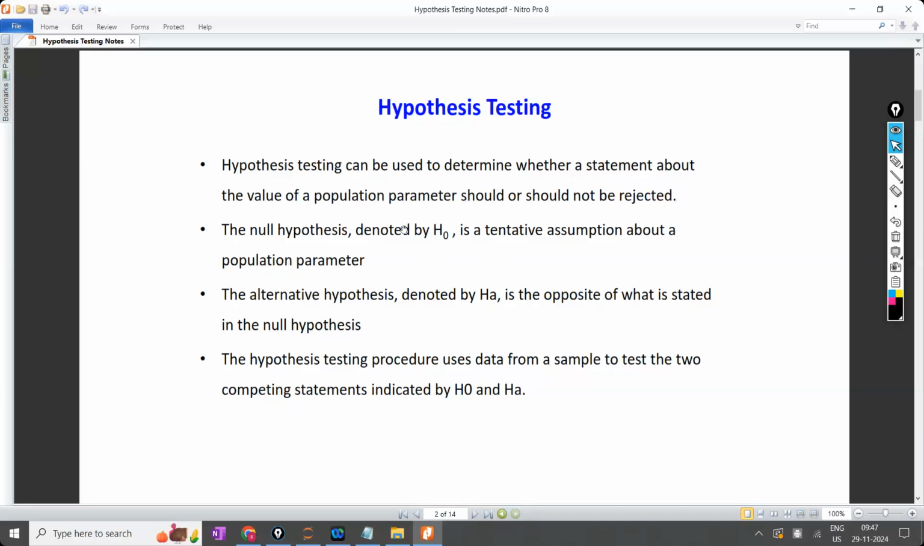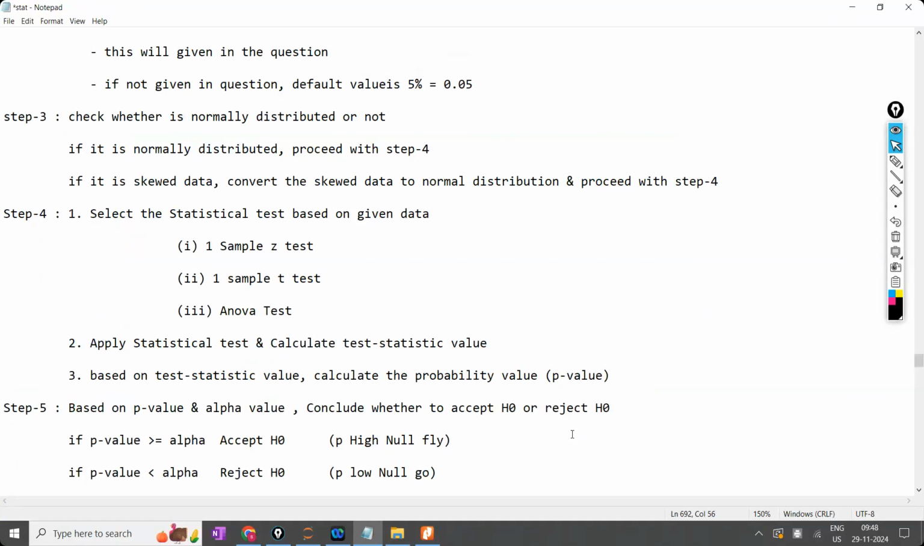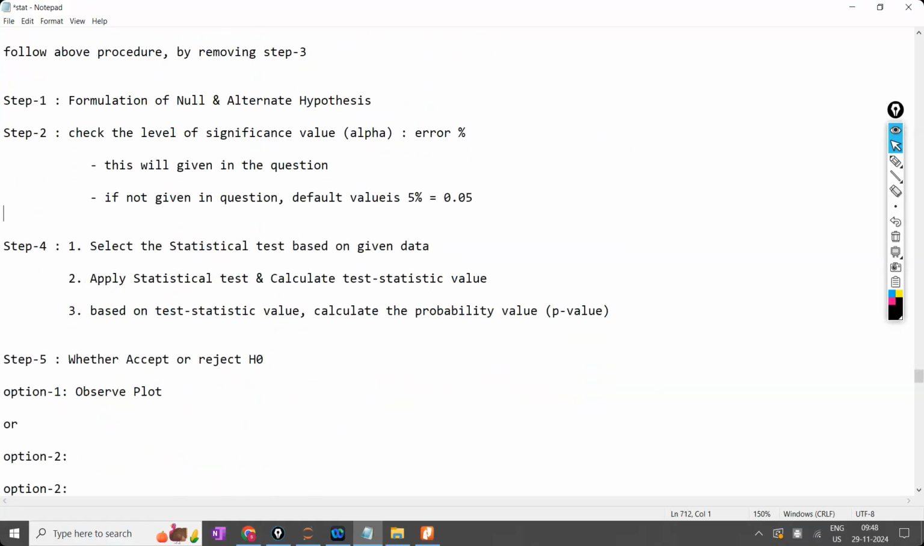And here we formulate the null and alternate hypothesis. Two types of hypothesis are there. One is called the null hypothesis, and the second one is called the alternate hypothesis. Now what is meant by null hypothesis? First I'll explain what is meant by null hypothesis and how to formulate these things. Let us get into it one by one.